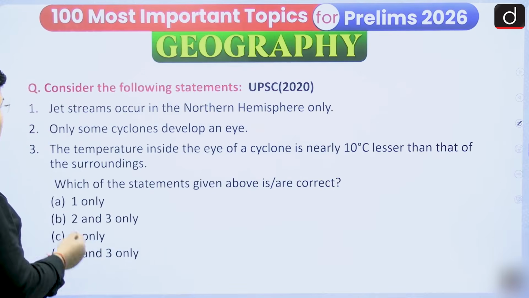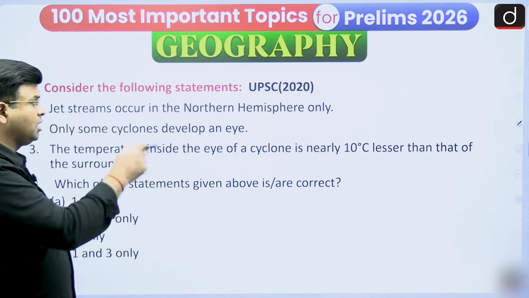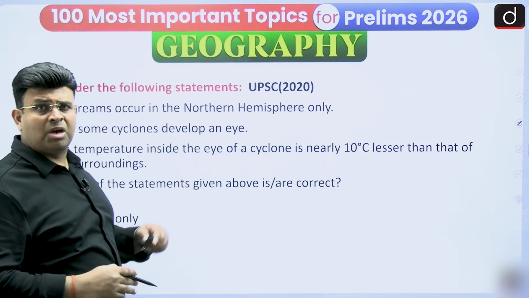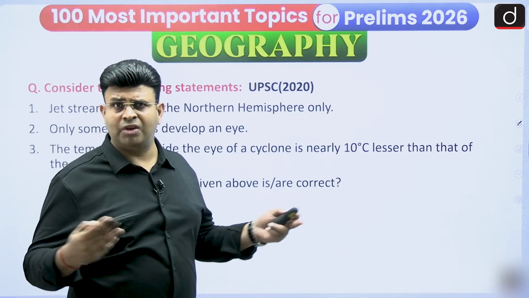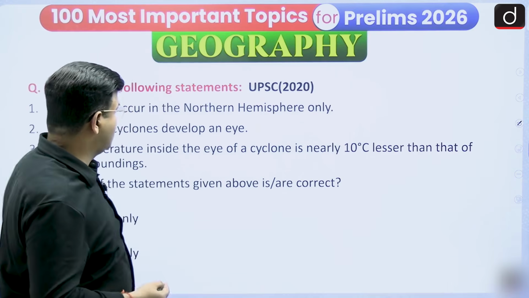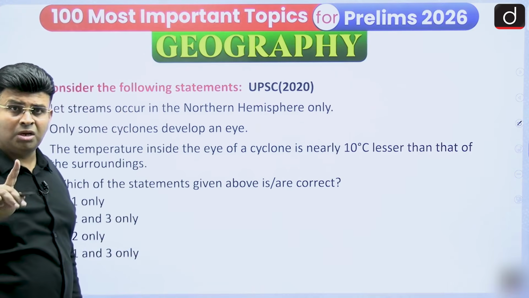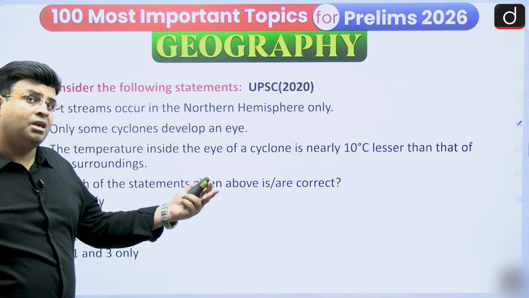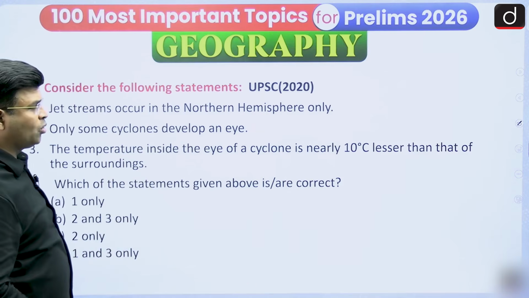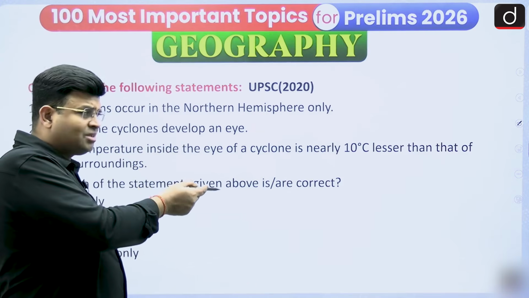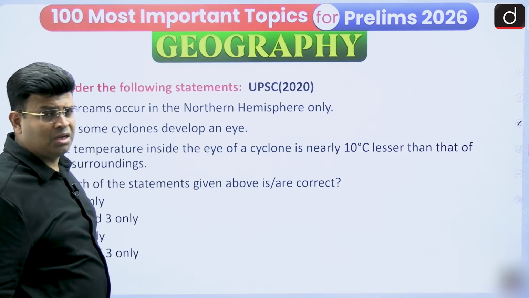And the next question, asked in UPSC 2020: jet streams occur in the northern hemisphere only. Jet streams occur in every hemisphere, whether northern or southern, everywhere. And only some cyclones develop an eye. I have said that an eye develops only when there is a very developed tropical cyclone. The temperature inside the eye of a cyclone is nearly 10 degrees Celsius lesser than that of the surroundings. So accordingly, you have to see whether it is right or wrong.